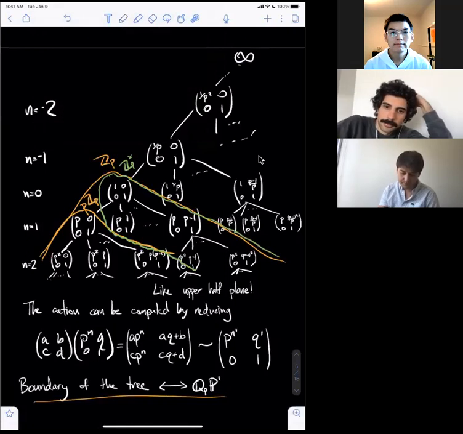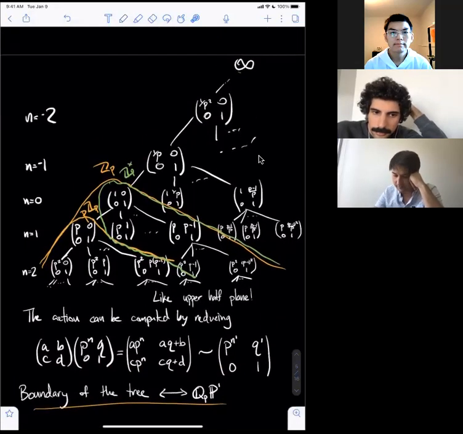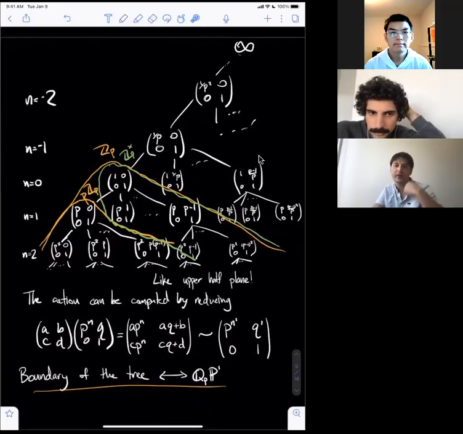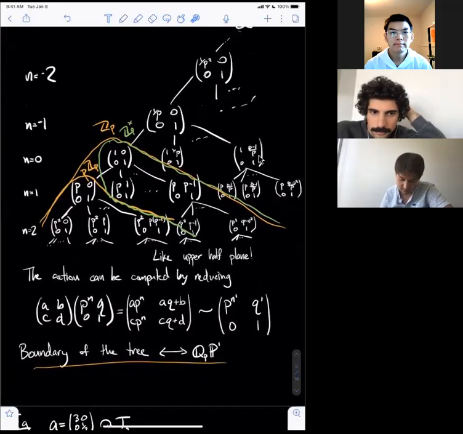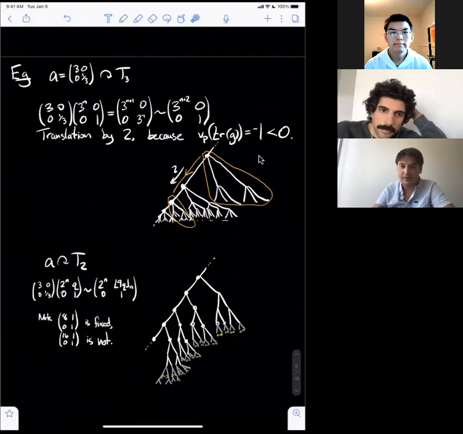And then given an element of PGL_2 of Q_p, you can compute the way that it acts on this tree by multiplying it by the vertex and then reducing it according to above. And yeah, this is really easy to implement in Mathematica and just do all sorts of computations. And so let's do a couple computations by hand here.